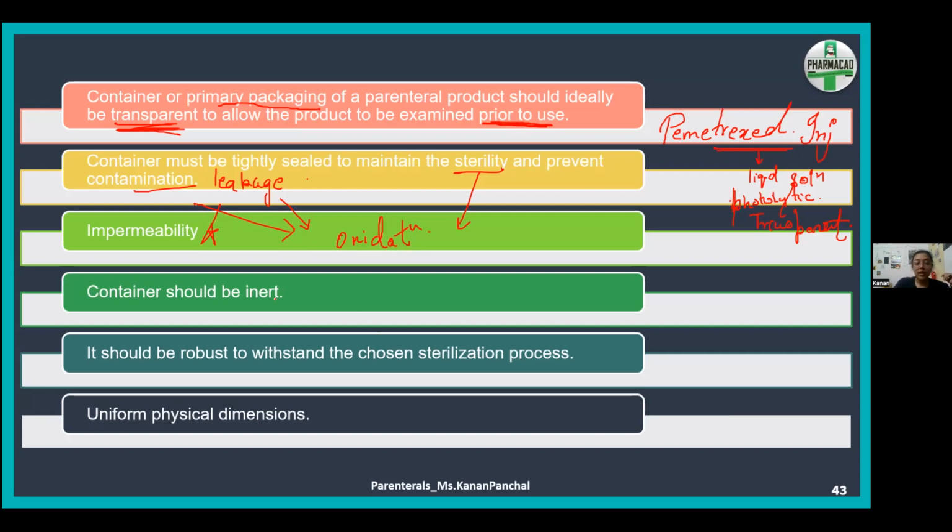All right. Container must be inert. मतलब वो खुद प्रोडक्ट के साथ रिएक्ट नहीं करना चाहिए. It shouldn't react with the product. And again, it shouldn't leach out any substances into the product. All right. It should be robust to withstand the chosen sterilization process. Obviously, what do you think? Which process are they talking about? Which type of sterilization are they talking about here? Autoclave. Correct. Moist heat autoclave, or you can say moist heat sterilization.